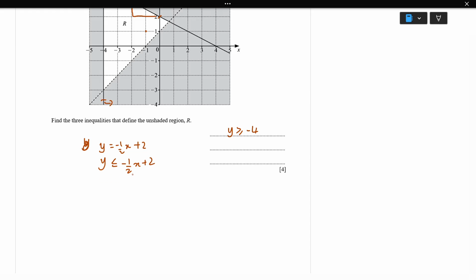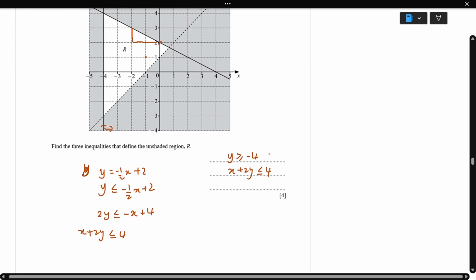I'll write the proper equation. I'll take the LCM and bring the 2 to the left side. So 2y less than or equal to negative x plus 4. When I bring x here, x plus 2y less than or equal to 4. This is another inequality: x plus 2y less than or equal to 4.